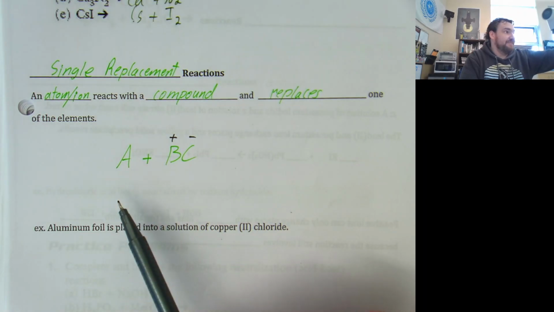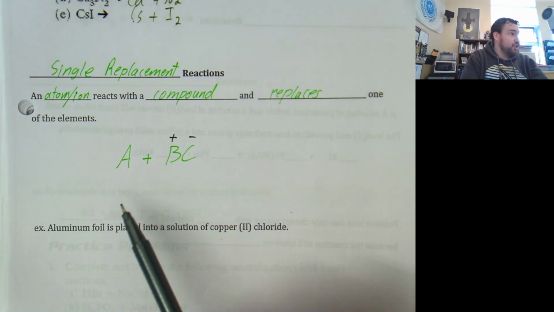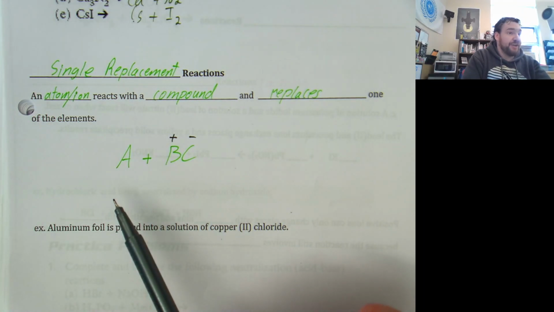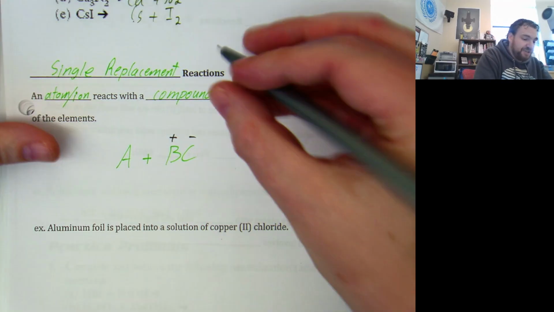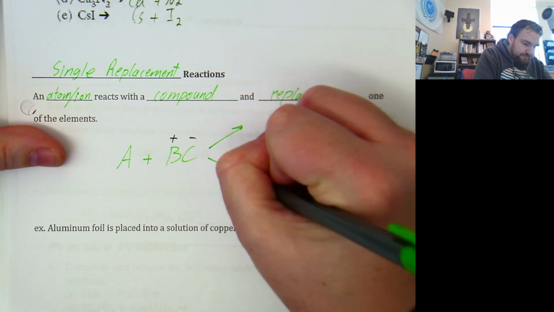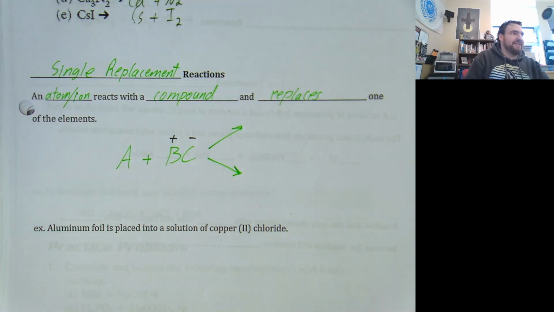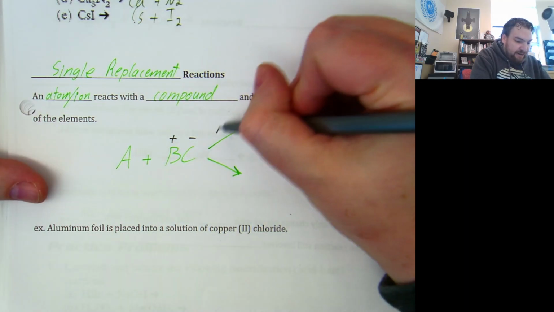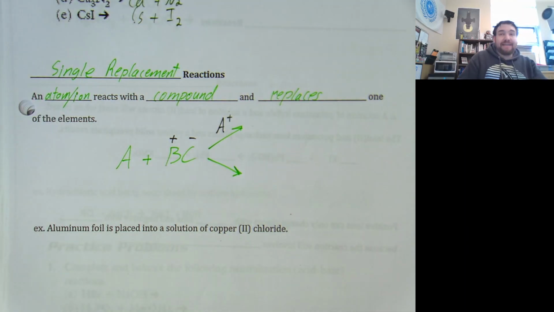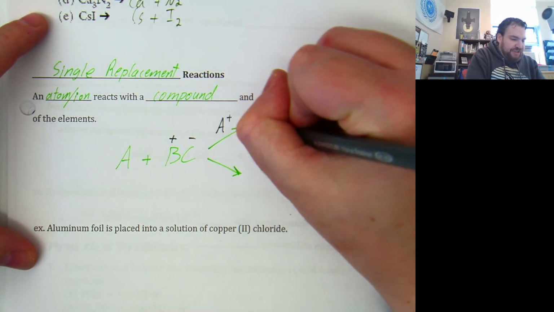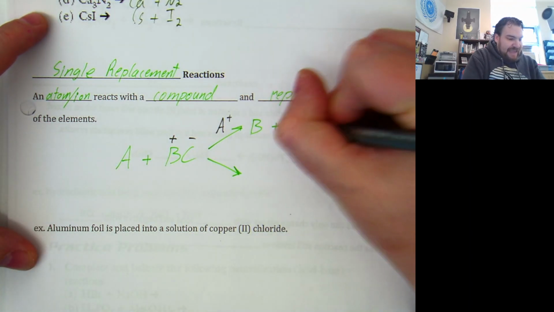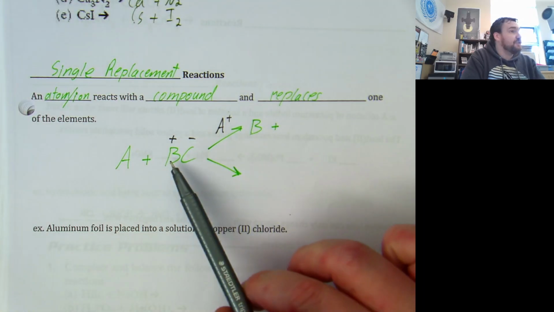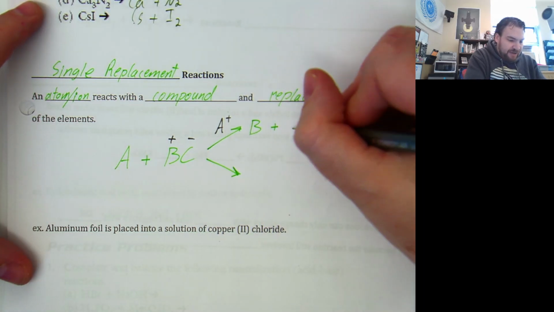Liam, what were you going to say? The charge on A, is it positive or negative? So there's two options here. It's like a choose your own adventure. If A is positive, what is A going to swap with? A will swap with B. So B will go off on its own, and A will take B's spot, creating compound AC.